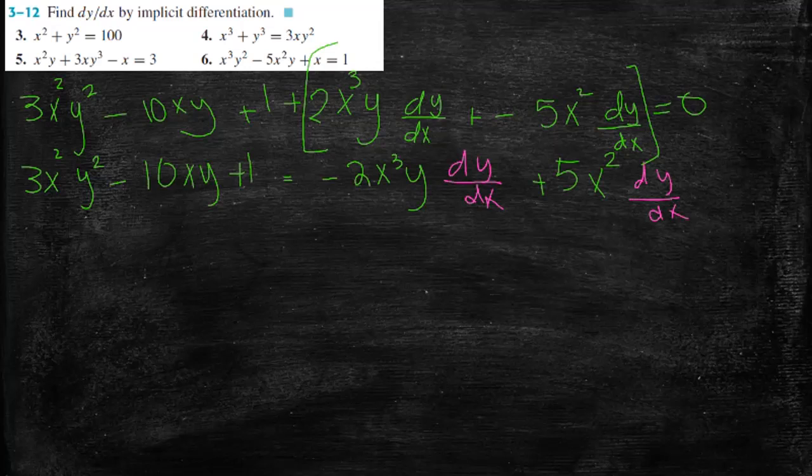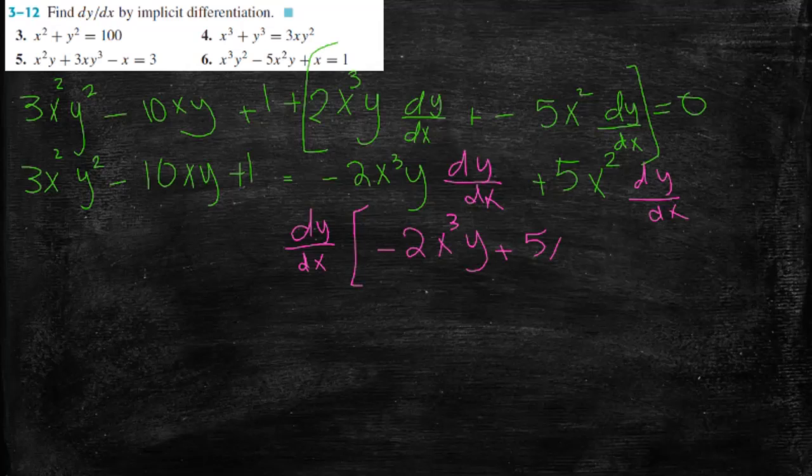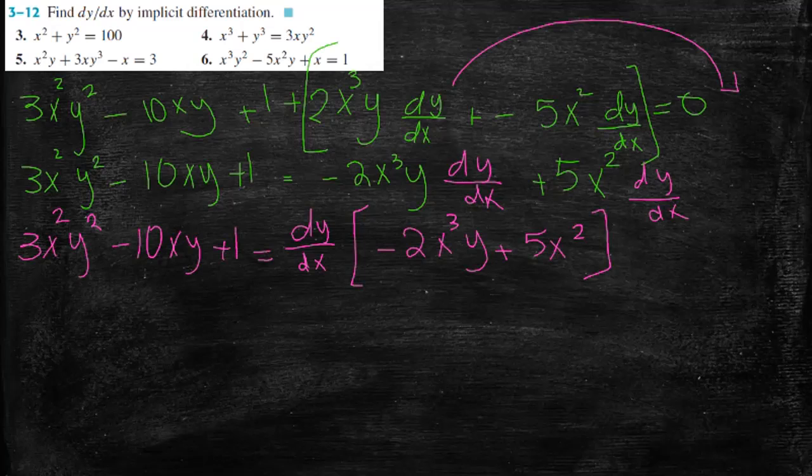Now, let's take dy over dx as a common factor. It will be negative 2x cubed y plus 5x squared equals 3x squared y squared minus 10xy plus 1. Why is it plus 5x squared, not minus? Because you moved it to the other side. So this one would be minus and this one would be plus.